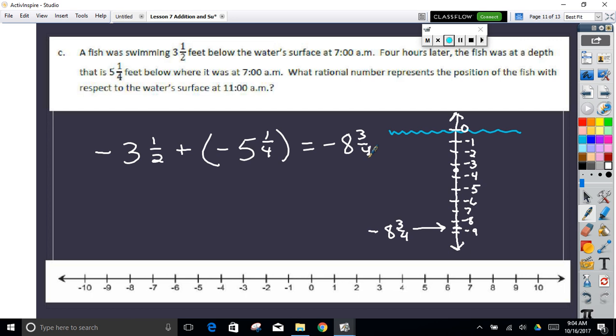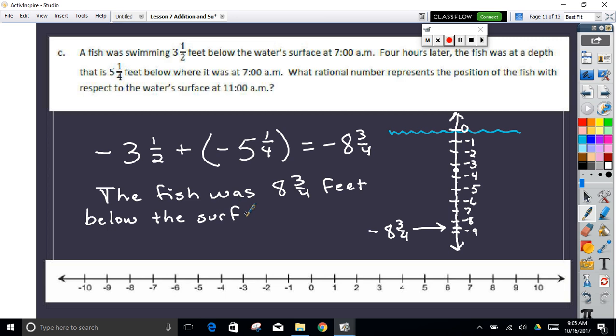So to answer that, it just asks what rational number represents the position of the fish. You could say the fish was 8 3/4 feet below the surface of the water. And again, you can express it positively here because you're using the word below, which is the same meaning as negative. Okay, any questions?